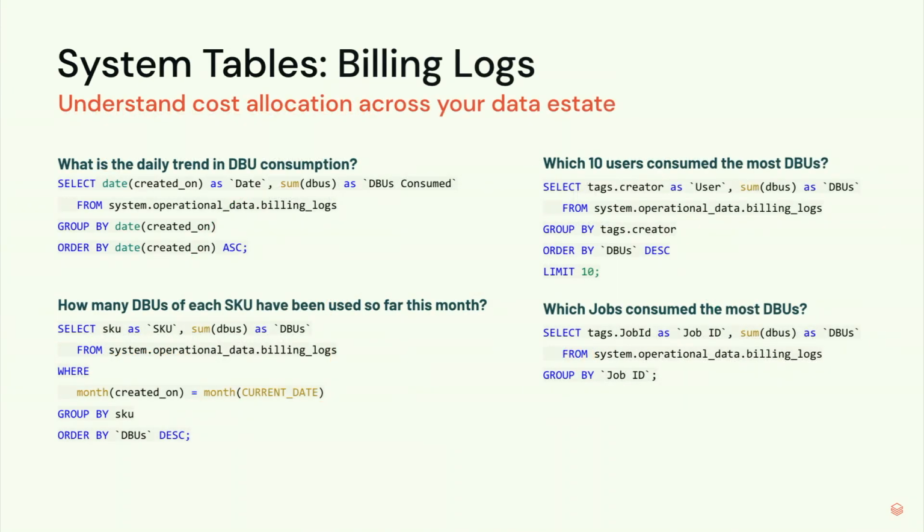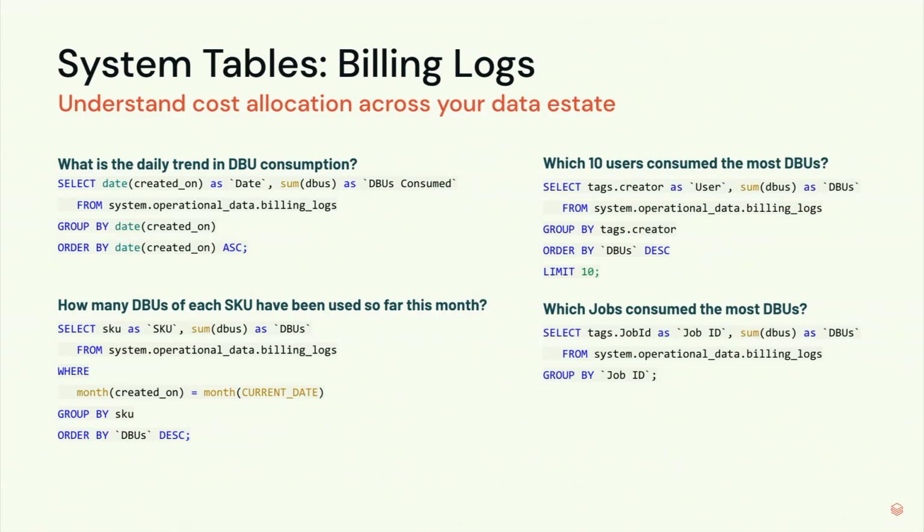So what do system tables look like? This is an example of the billing logs table from the system tables. You can actually look at your DBU consumption trend by just running a simple SQL query. You can look at SKU level analysis as well. So if you want to understand what your jobs usage is versus your all-purpose, you can do that as well. And if you want to do a user level analysis, you can do that.